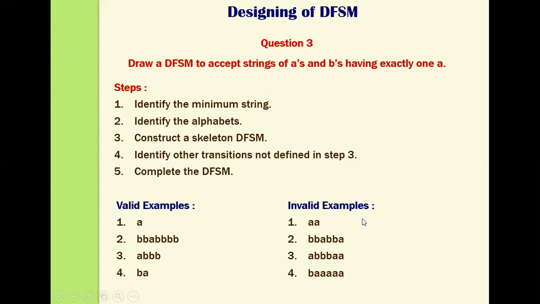Okay, so invalid strings, I can't have two A's. Similarly here in the second example, I have BB, so two A's I'm having. So here I have three A's and here I have many A's. So they're all invalid examples.